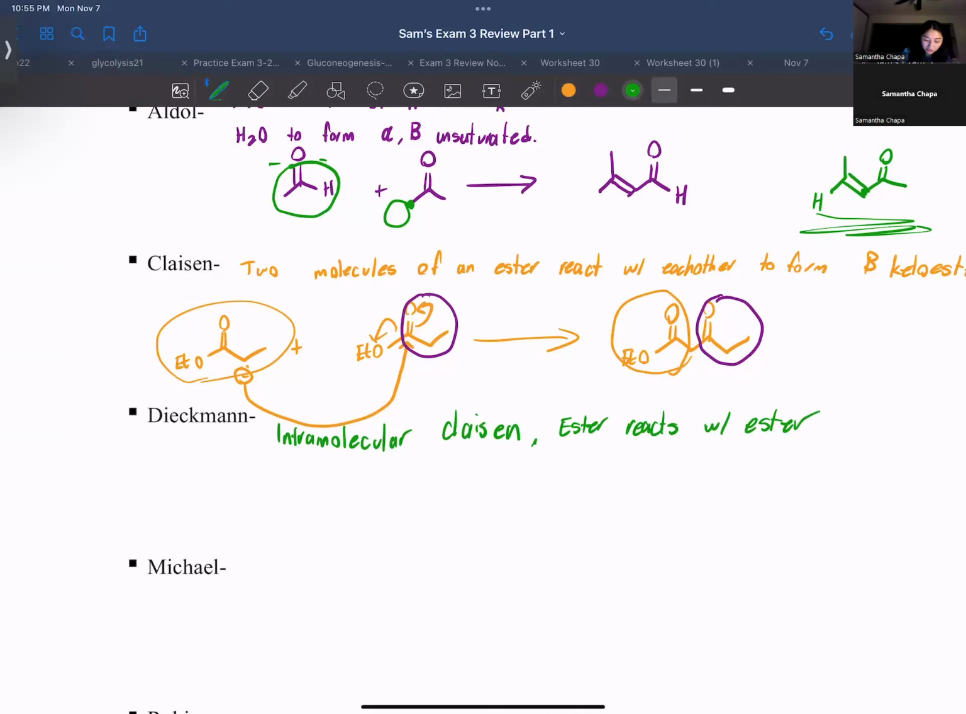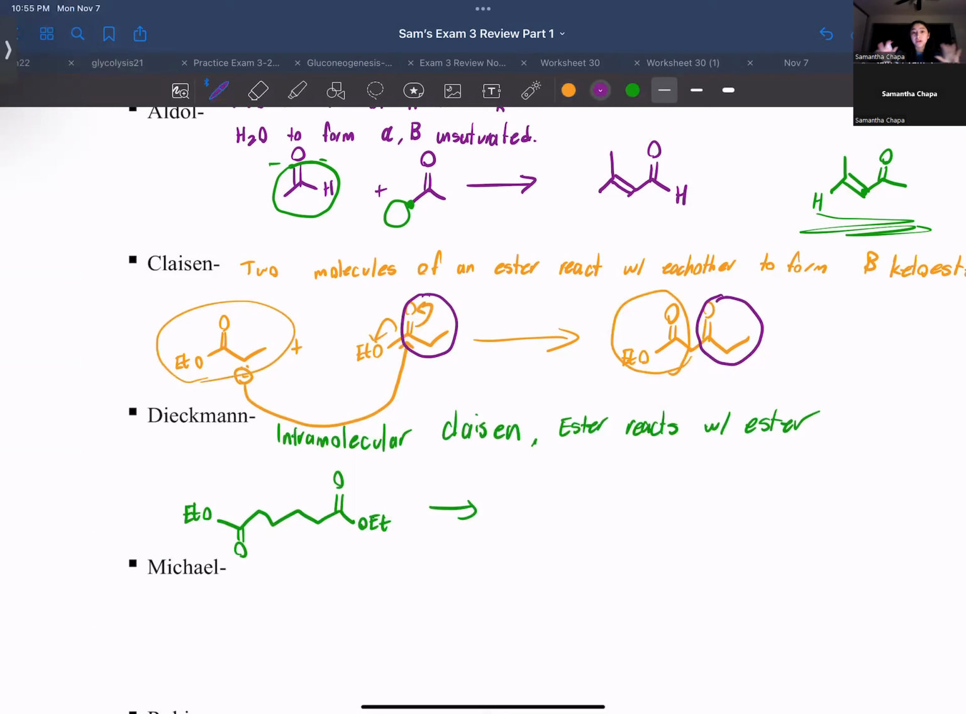So in one compound, it's going to react with each other. 1, 2, 3, 4, 5 ester. So here, I think it'll be cool if I just numbered this already. Notice how I have two ester groups on my compound, intramolecular Claisen.